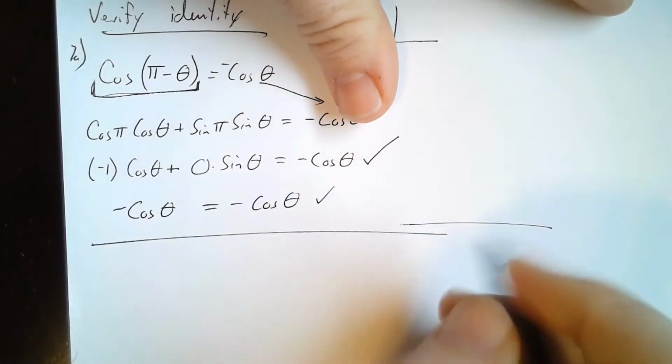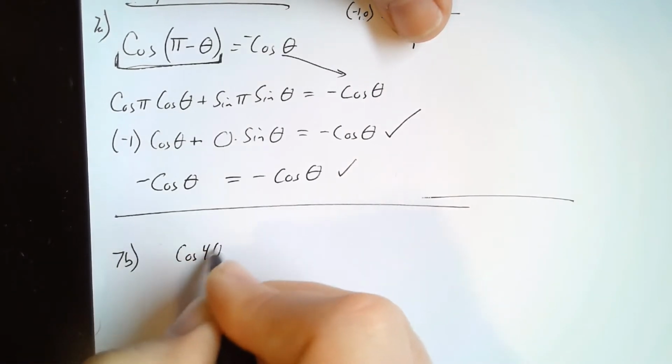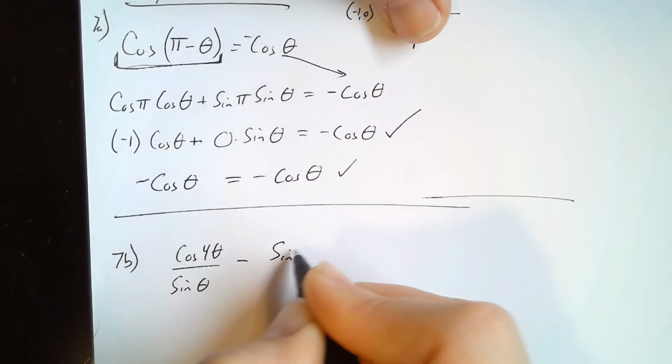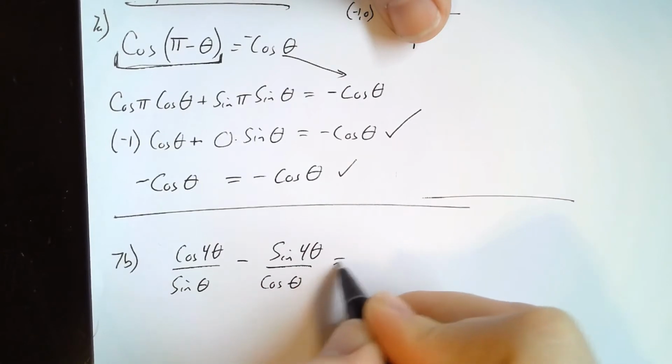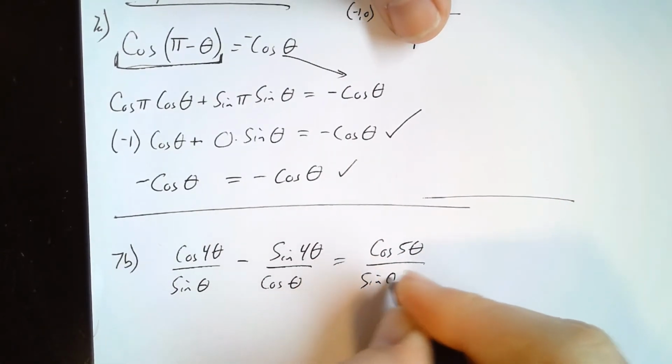Now, the next example we're looking at is 7b, and that's going to be the cosine of 4 theta divided by the sine of theta minus the sine of 4 theta divided by the cosine of theta equals the cosine of 5 theta divided by the sine of theta cosine of theta.